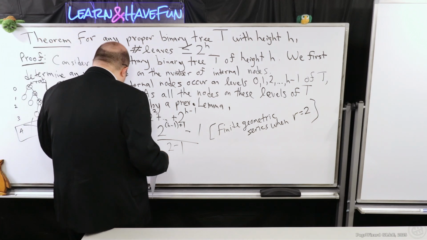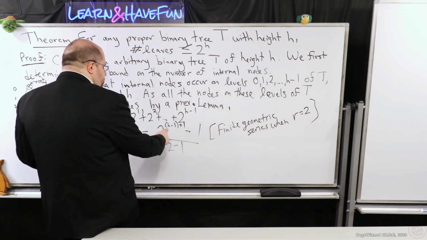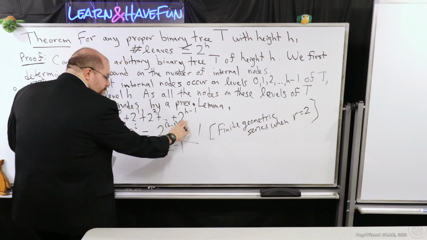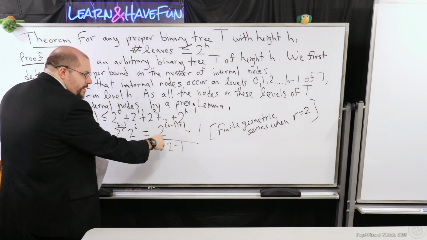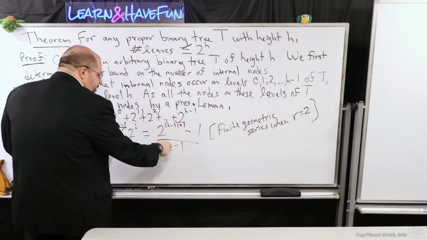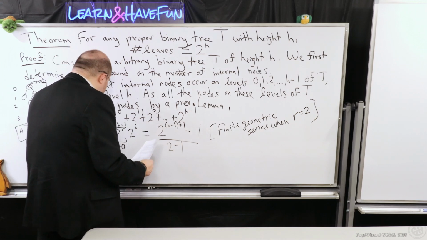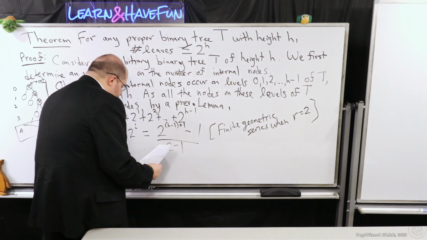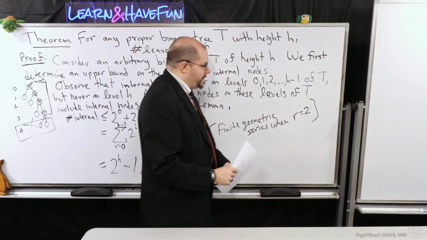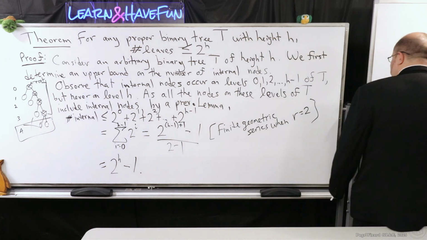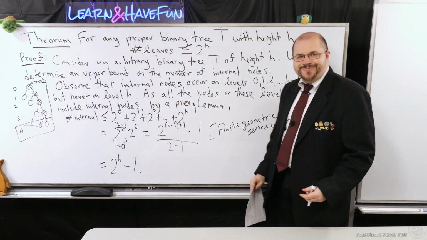So I'm just going to simplify that down. It's 2 to the h minus 1 plus 1. The minus 1 and the plus 1 in the exponent annihilate each other. So I end up with 2 to the power of h, minus 1, over 2 minus 1. 2 minus 1 is just 1, so I end up with 2 to the h minus 1 like this. Nice, right? Are we done yet?